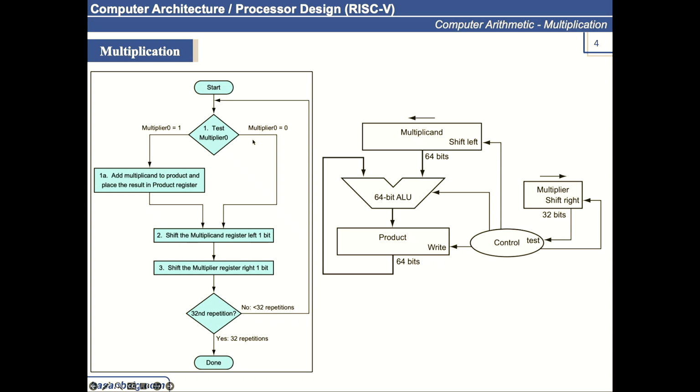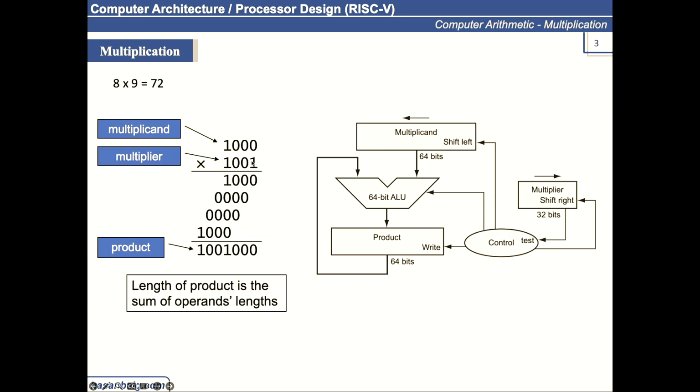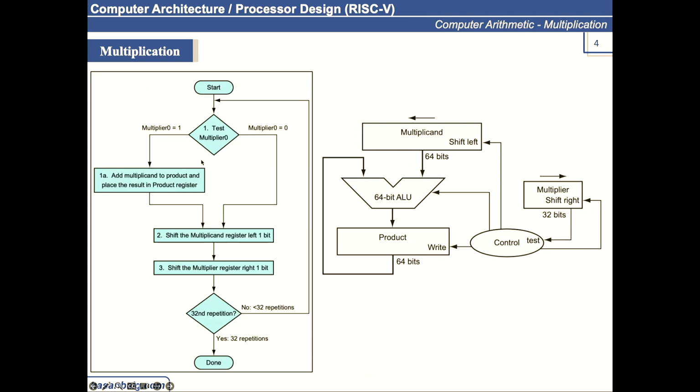executes this multiplication operation. So what we need to do first is test multiplier 0. Multiplier 0 means we are testing the multiplier bit number 0. Look at here, the multiplier bit number 0. I will explain with the example also. If it is 1, then what we need to do is add the multiplicand to the product and place the result in the product register.